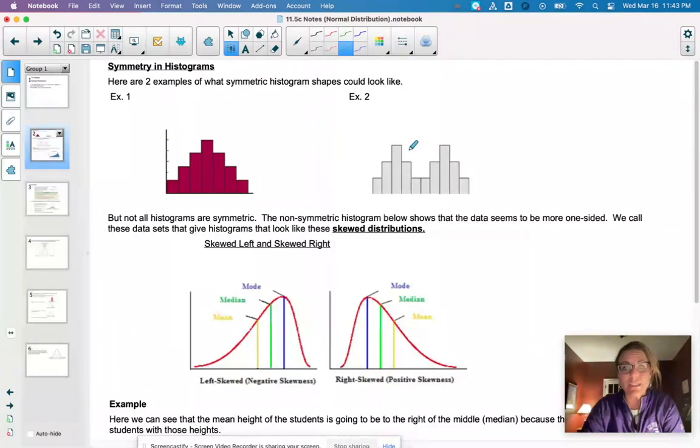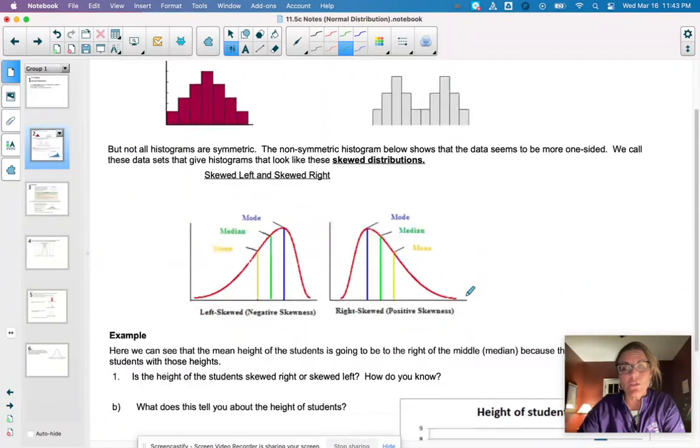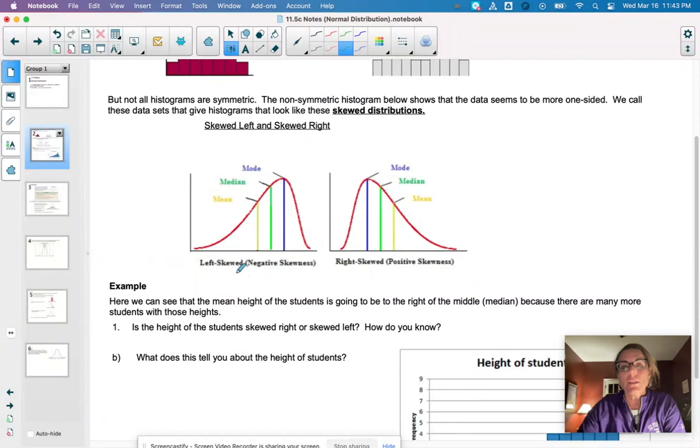We call these data sets that give histograms that look like these skewed distributions. So the one on the left is left skewed, which is negative skewness. The one on the right is right skewed, and that is positive skewness. If you look at the one on the left, the mean is smaller than the median and the mode, but on the right, the mean is larger than the median and the mode.